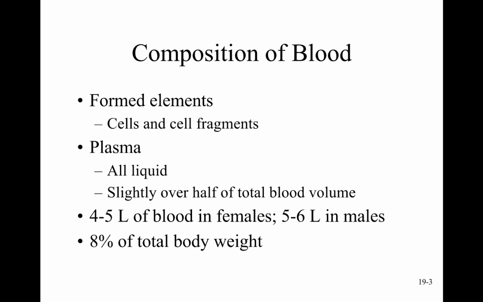So most of your blood is actually plasma, and then there are formed elements within that. And the formed elements are the cells and the cell fragments, so the white blood cells, red blood cells, and platelets. Plasma is all the liquid, and it's slightly over half of the total blood volume. And in general, there's about 4 to 5 liters of blood in females and 5 to 6 liters of blood at one time in males. And it makes up about 8% of your total body weight.